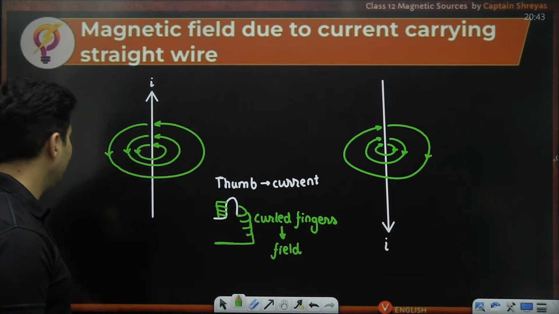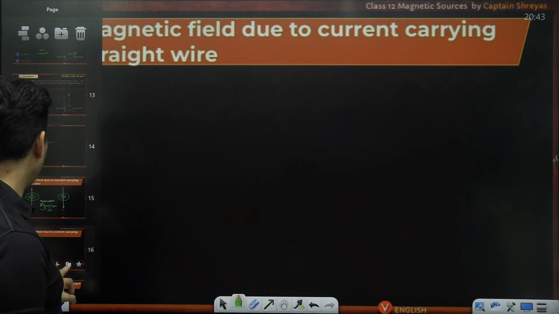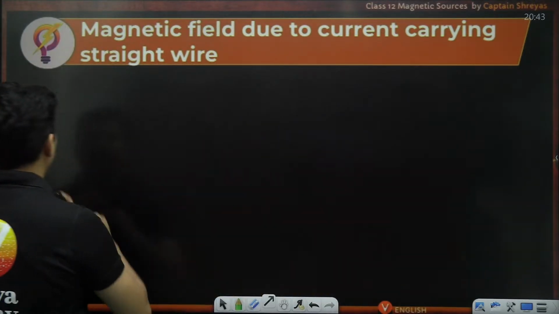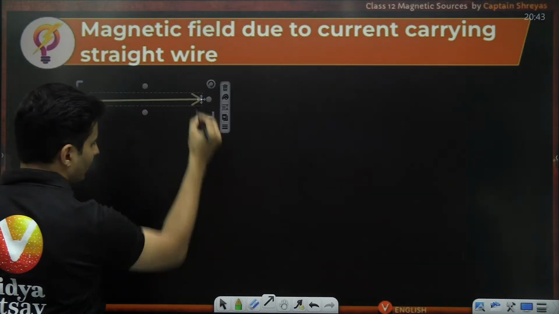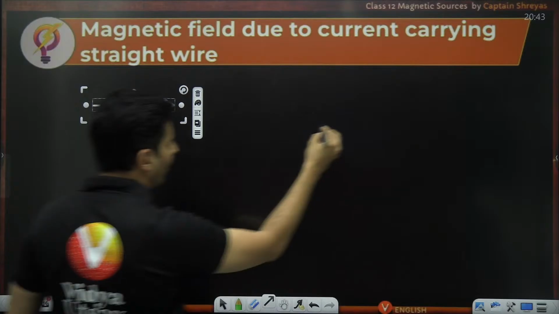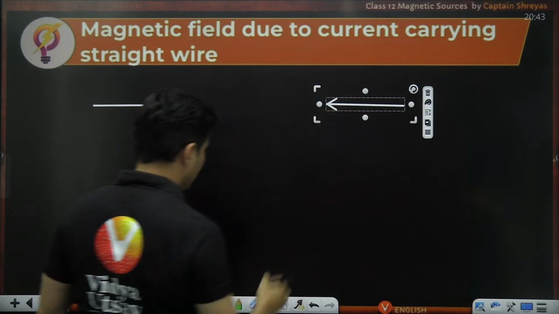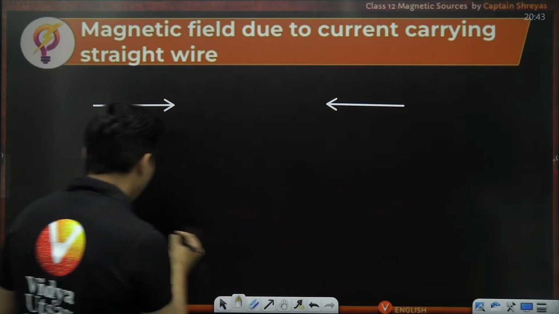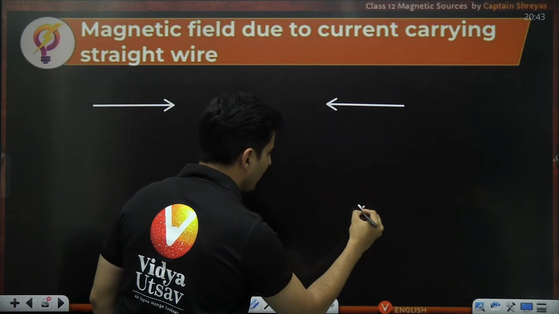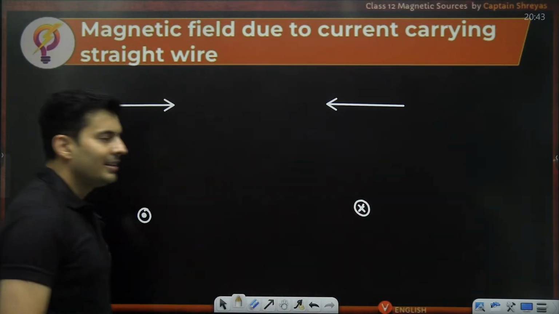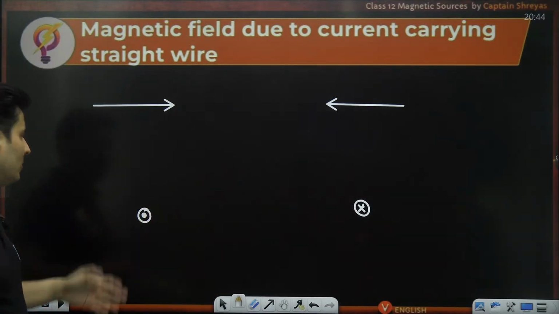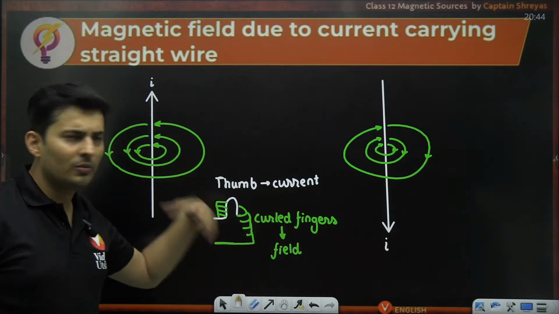So now having said this, let's say my wire was in fact like this. Just imagine my wire is carrying current like this, or let's say it is carrying current like this, or let's say the wire is coming towards me only, or let's say the wire is going away from me. Then how will the magnetic field lines look like? All the four situations I'm making you visualize, because I just went up and down, we saw it.